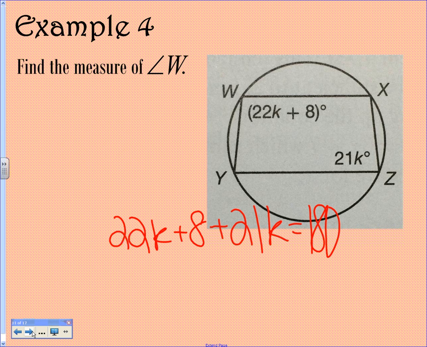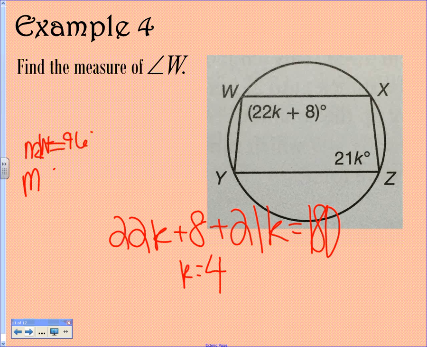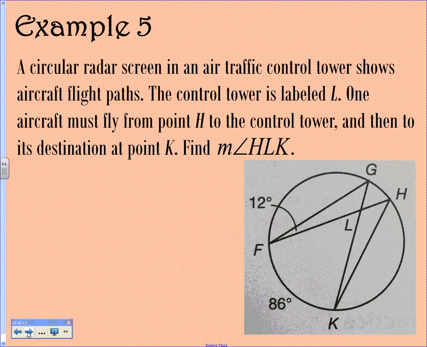Does that make sense? So what did y'all get for K? Yeah, for K. And so what does W equal? Measure of angle W equals 96. Kind of left out my W over here. That's what it was supposed to be, but I left off angle W. Does that make sense? Okay. So, looking at one more example.